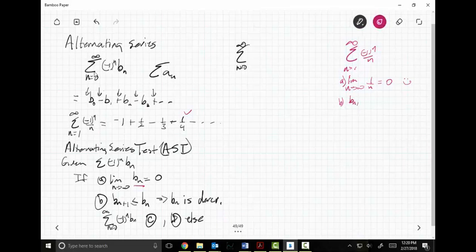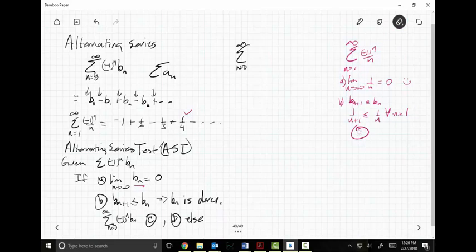In other words, I got to show that b sub n plus 1 is less than or equal to b sub n. Well, b sub n plus 1 is just 1 over n plus 1, which is clearly always less than or equal to 1 over n for every n greater than or equal to 1, right? Do you agree with that? It's easy.